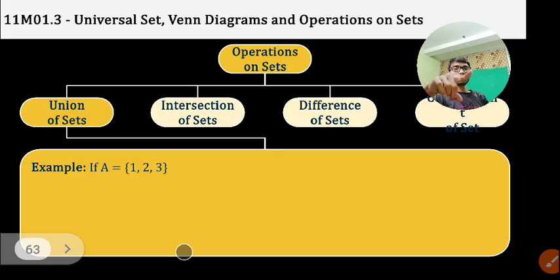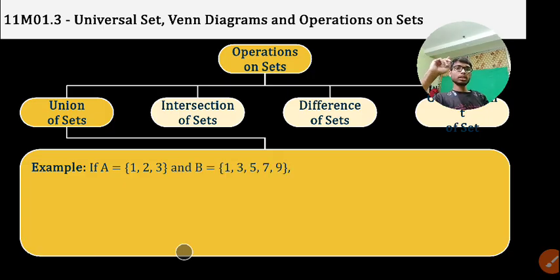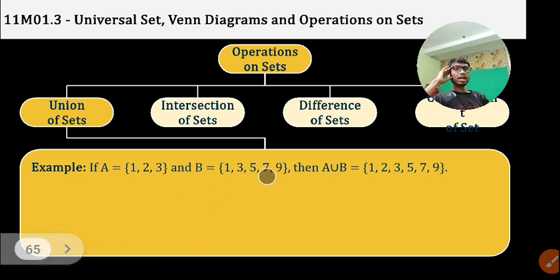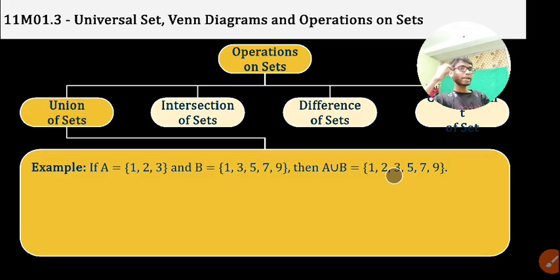Example: we have one set A as 1, 2, 3, and the other set B as 1, 3, 5, 7, 9. So the union of A and B would be what? 1, 2, 3, then 5, 7, 9. Since 1 and 3 are coming again, we will ignore them. Only one time we will write the common elements. So we can say 1, 2, 3, 5, 7, 9.